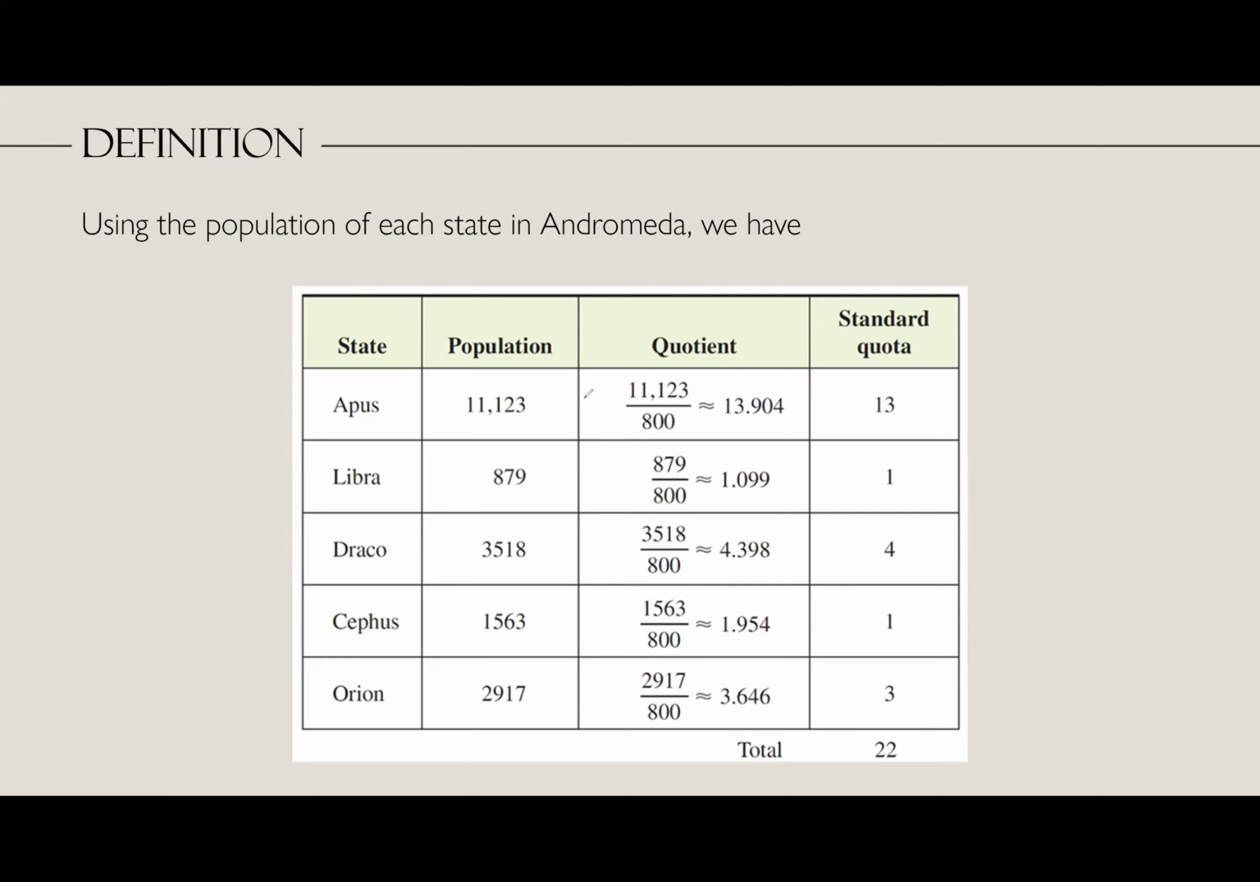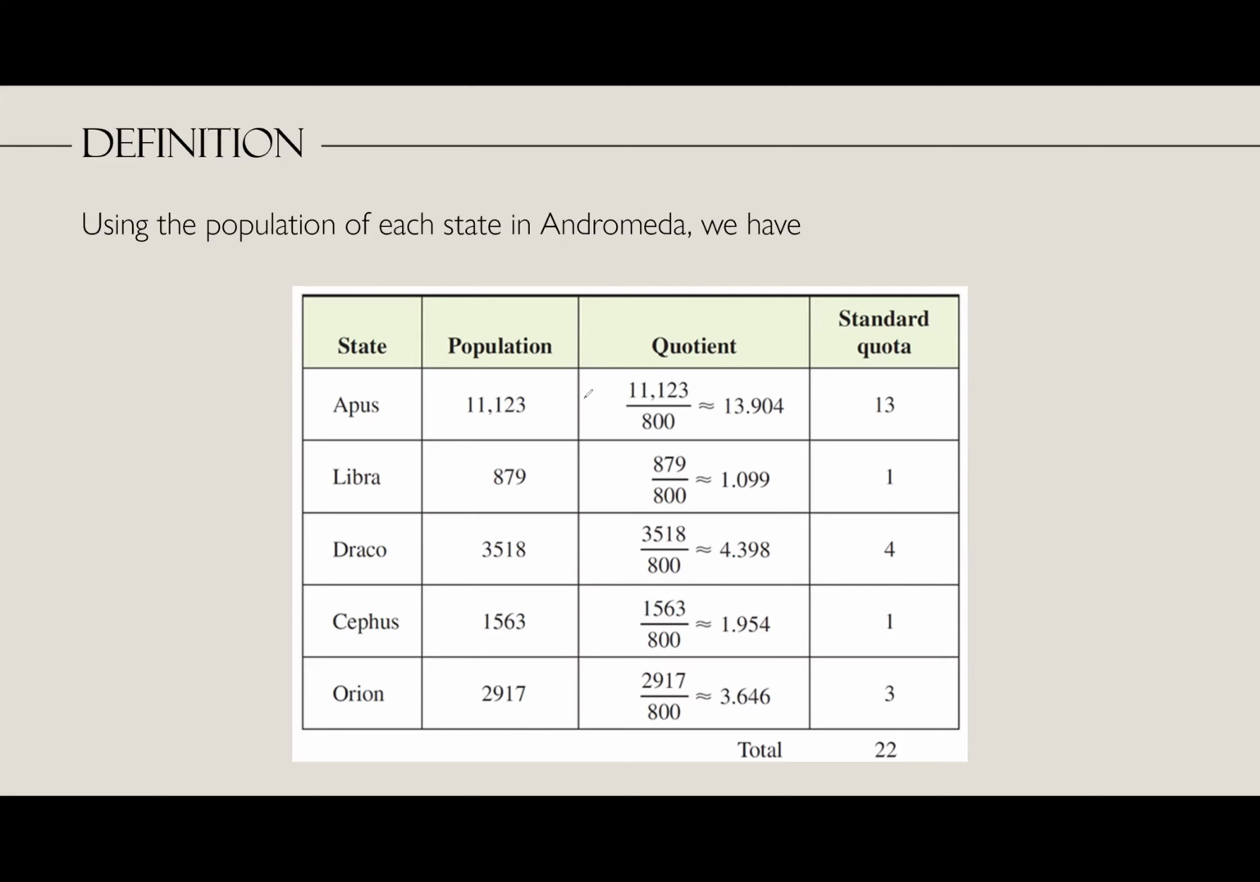The standard quota is us simply rounding down. I'm going to say that again. We are rounding down. We're not rounding up. So 13.904, if we round down, we get 13. For Libra, 1.099, we round down. Same thing for Draco, Cephas, and Orion.